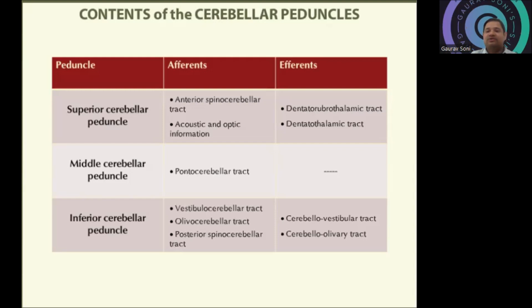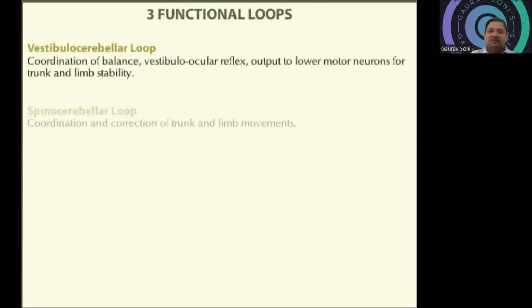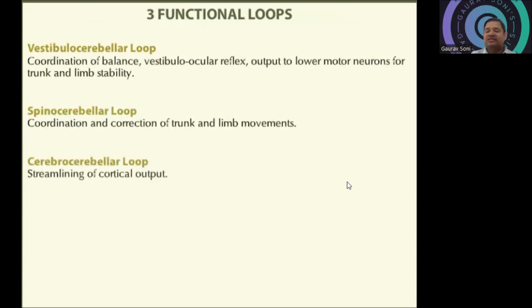Next, we have to see about the blood supply or some loops. That is, there are three functional loops here that we have already named. Vestibulocerebral loop: it helps in the coordination of balance, vestibulo-ocular reflex, output to lower motor neurons for trunk and limb stability. So this is actually for the balance. Then spinocerebral, it is for coordination and correction of trunk and limb movement. It is how we are walking, how coordinated we are walking. It will be from the spinocerebral part.